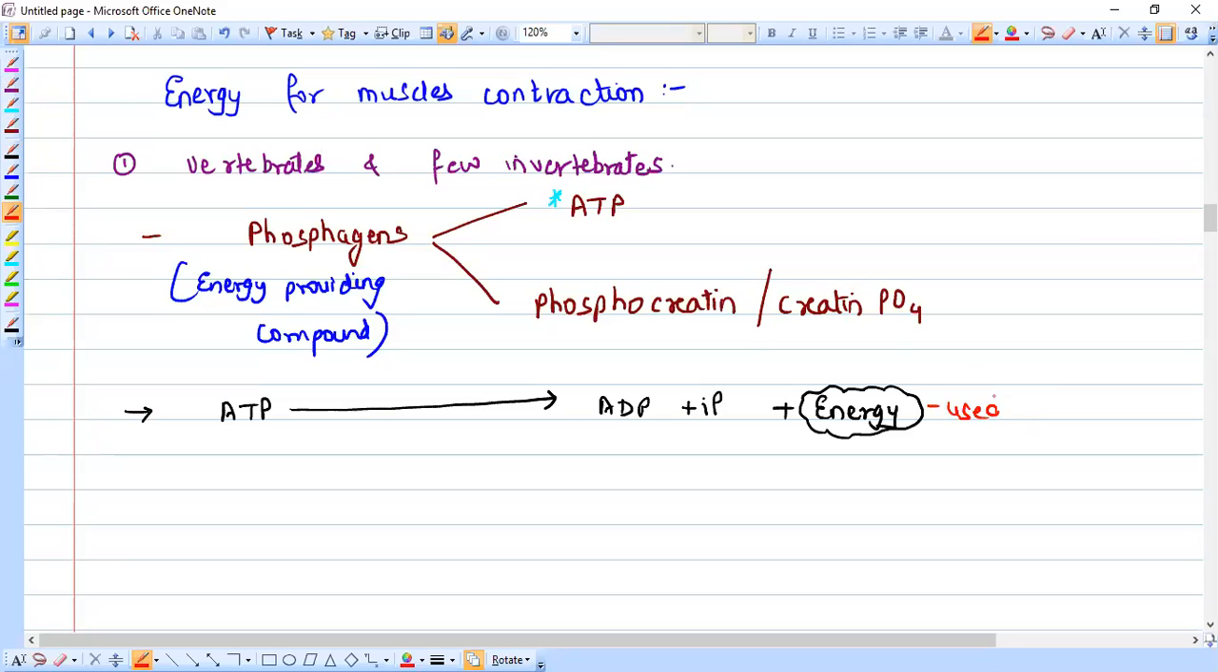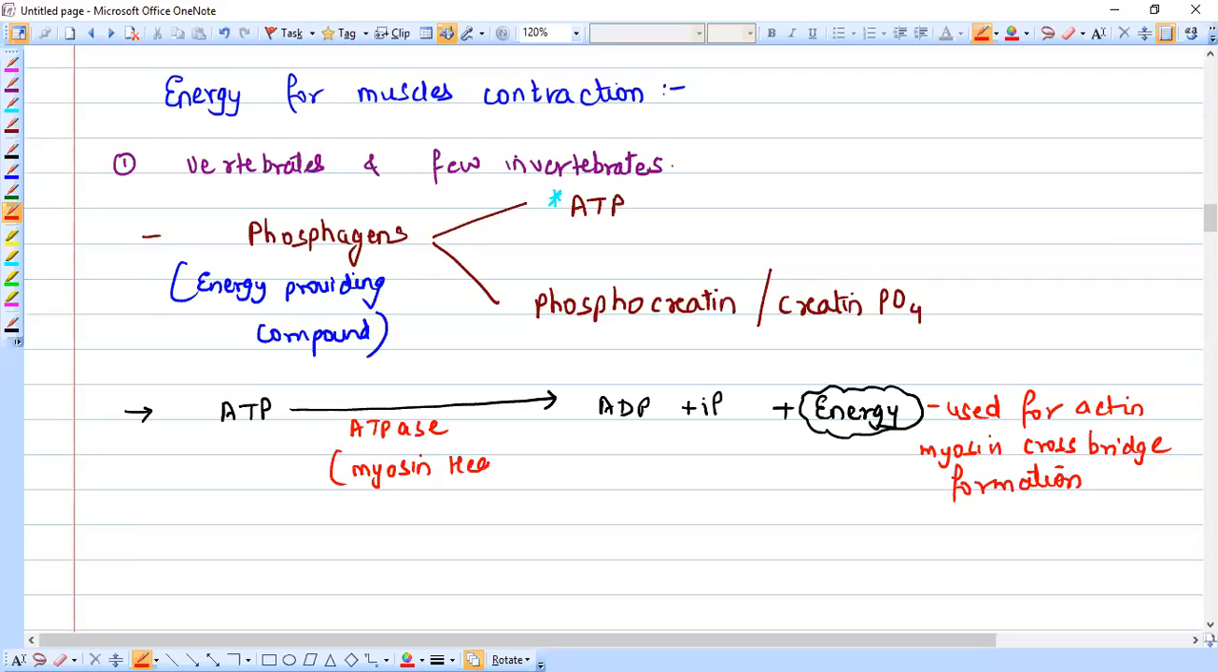Remember, this energy is used for actin myosin cross bridge formation. This actin myosin cross bridge formation will help in the contraction. And here you require one enzyme, called the ATPase enzyme. And this ATPase enzyme is present where? It is present in the myosin head. Most important. So this is how the energy will be generated.